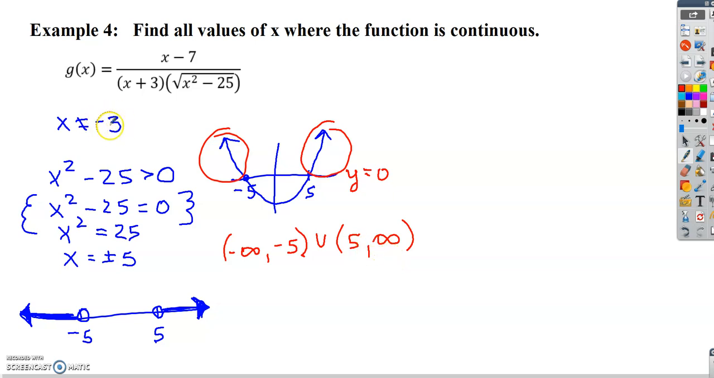Let's just say this was -8. Where x can't be -8, then I'd have to change this part so that it would exclude -8. But for now, we're good.